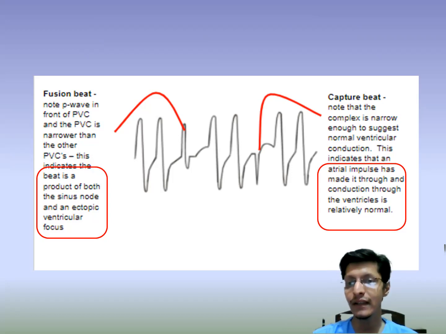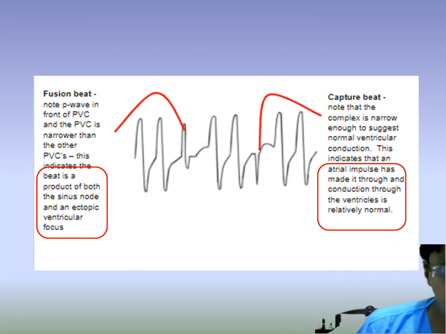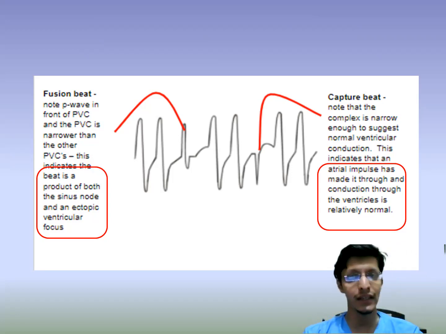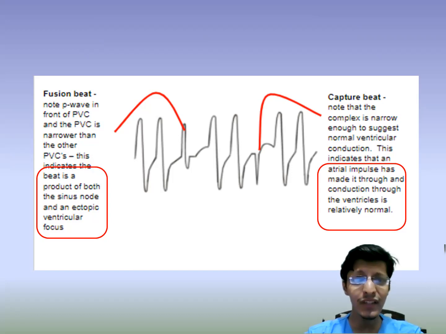What does this indicate? This indicates that there is a conduction through a normal ventricle. Now, what is happening? You are saying that yes, the ventricular tachycardia has occurred. Okay, fine, it has occurred. But some part of the myocardium, some part of the ventricle will be normal. So the normal ventricle will give its normal QRS. So that normal QRS is your capture beat. So you should be very, very clear.